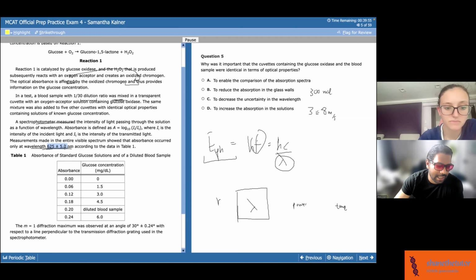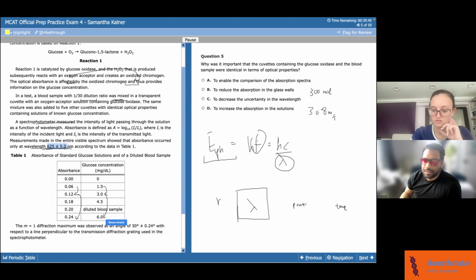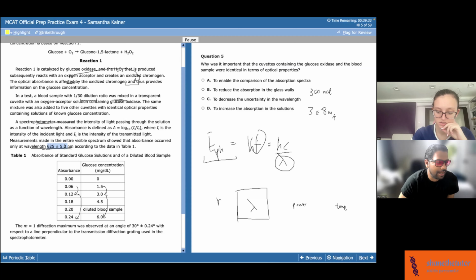Yeah, right? Because we see this doubles, that doubles, right? This doubles, and this doubles, right? So as you said, we see a linear type of relationship. Good. And we also see that absorbance is proportional to glucose concentration, because if absorbance goes up, so does the concentration of glucose.